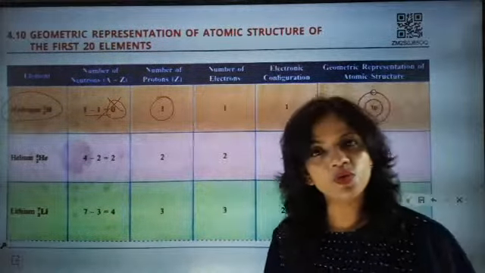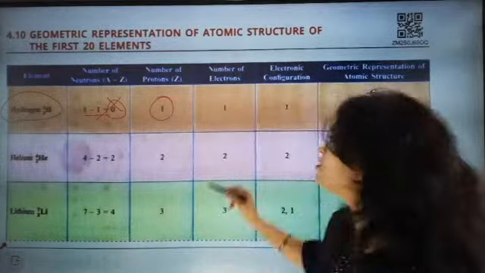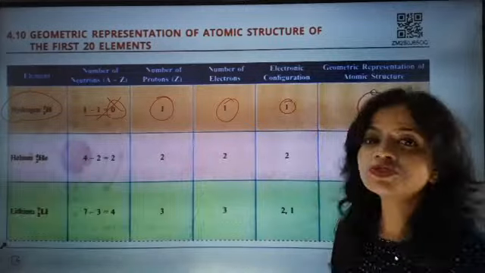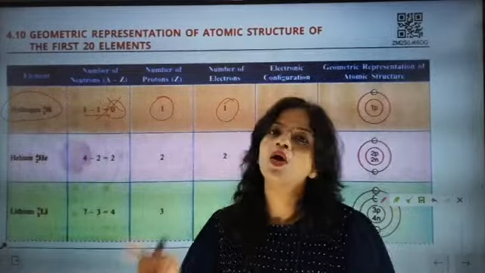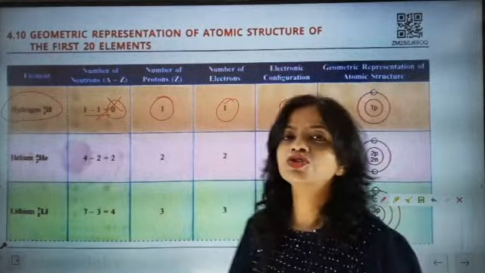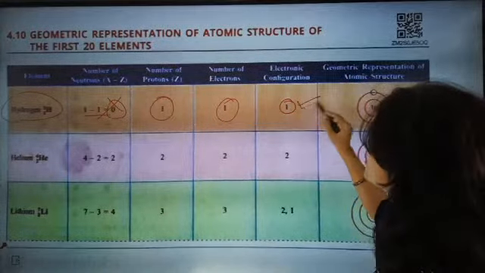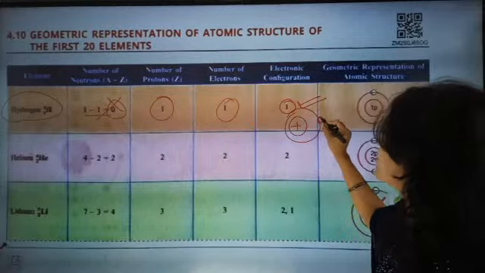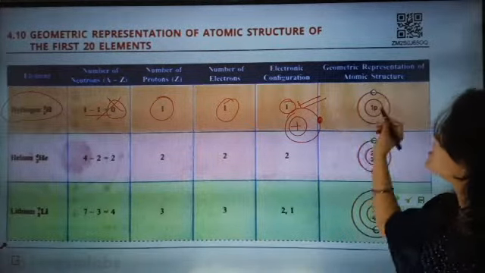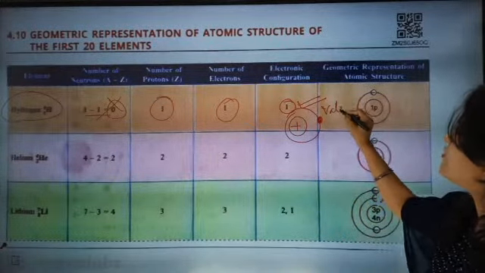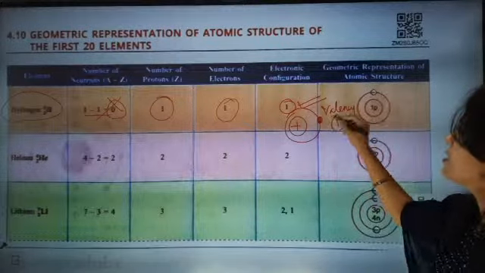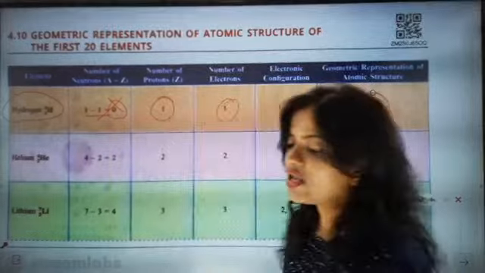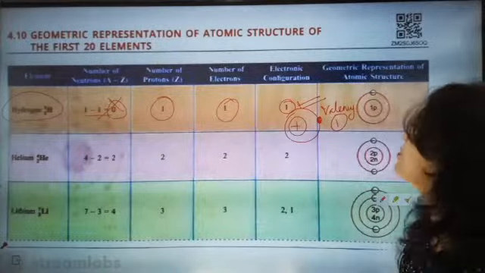So how many protons will be there? That many electrons will be there, and its configuration will be 1 only. Since only 1 electron is in the outermost orbit, its configuration will be 1, and so its valency will become 1.